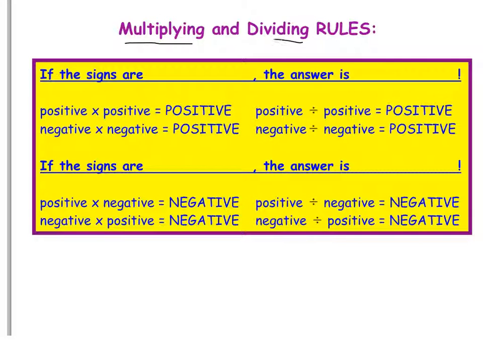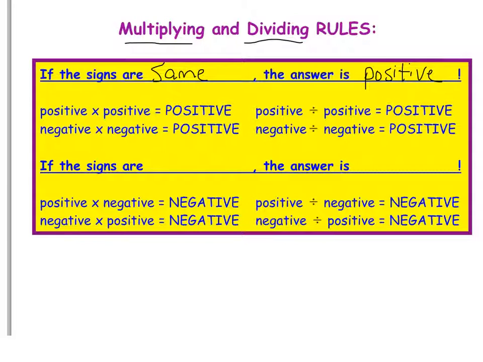Multiplying and dividing rules. First we'll go through the rules for multiplying and dividing. If the signs are the same, write that down, the answer is positive. So a positive times a positive, or a negative times a negative, all of those are positive. If you divide positive by positive, you get a positive. Negative by a negative is a positive. So anytime the signs are the same, the answer is positive.